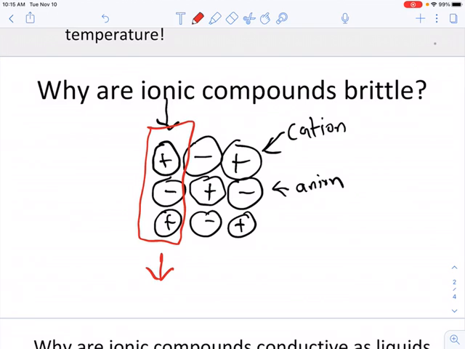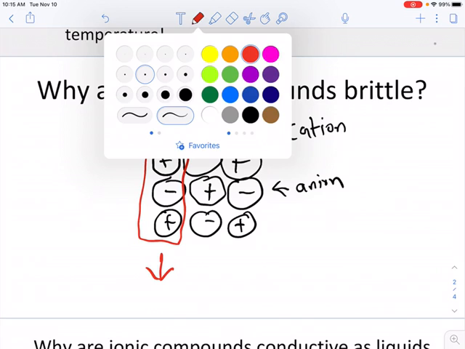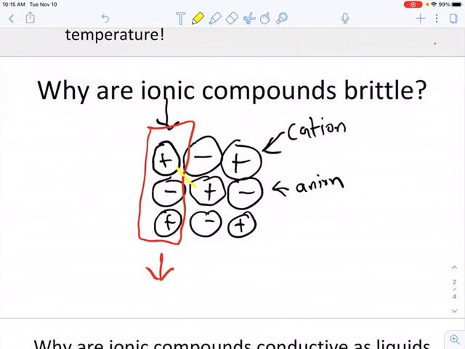And when that happens, my cations are going to end up next to my other cations. This is going to end up aligning with this. This is going to end up aligning with this. And when that happens, these ions are going to repel each other, and that is going to cause this whole column to break off. So when I hit an ionic compound with a hammer, I have these columns moving that cause like charges to align and repel, and that's going to make my ionic compound break.